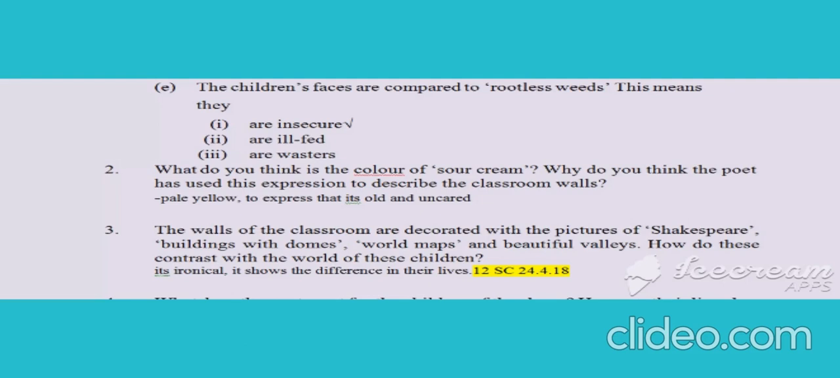Third question is, the walls of the classroom are decorated with the pictures of Shakespeare, buildings with domes, wall maps and beautiful valleys. How do these contrast with the world of these children? So the answer is here. This is actually given in an ironical way, and it shows how their lives are so different from the lives we civilized people are living, and how for us these pictures have different meaning, but for these children these are just ironical.